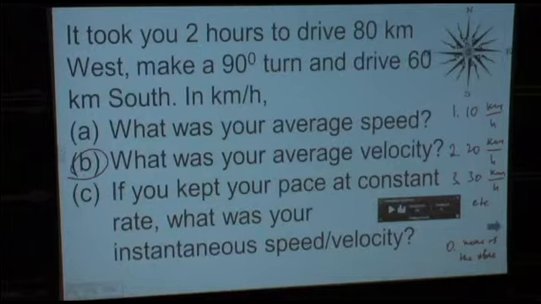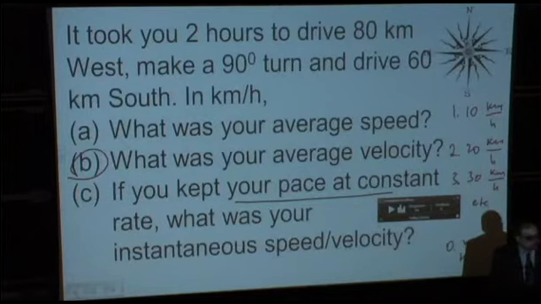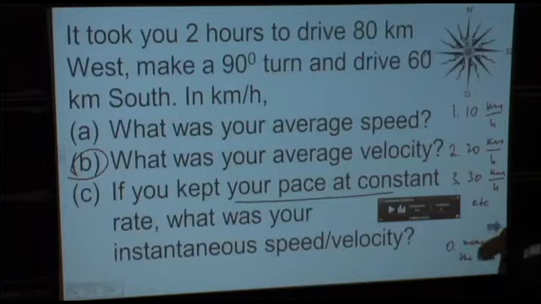Part C. If you kept your pace constant, what did you keep constant? Velocity or speed? Speed, exactly. Because velocity actually changed. At first, velocity was directed west, and then south. So your speed had been constant over the whole trip.